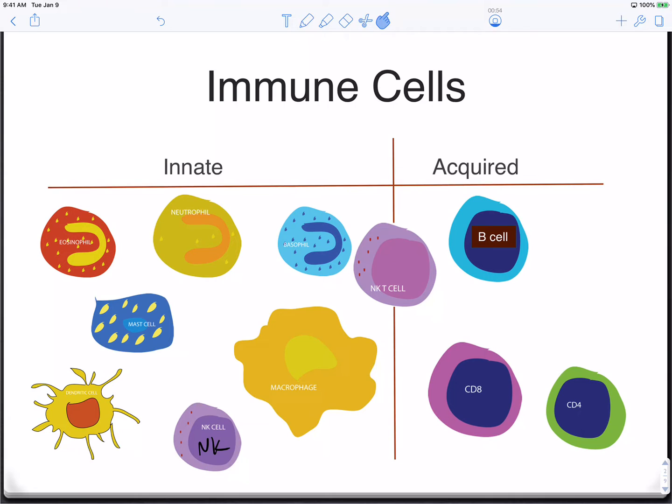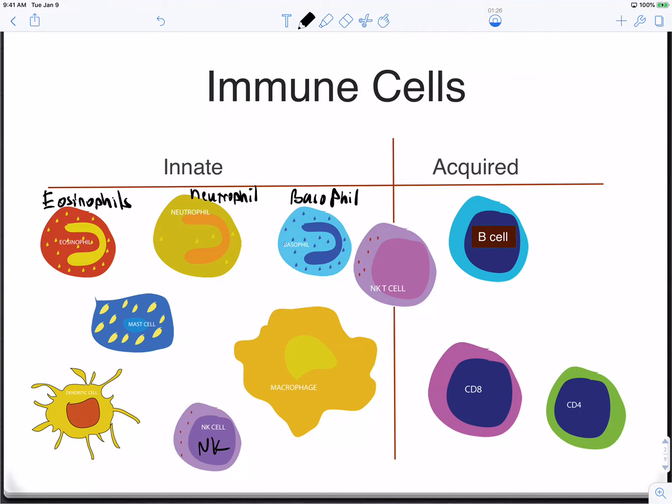The innate immune response is, as I said before, ready to act, and the cell types fall into a few different categories. You have your granulocytes, which are your eosinophils, your neutrophils, and your basophil. So all of these are called granulocytes, and we'll talk about each of their individual functions in a future discussion.